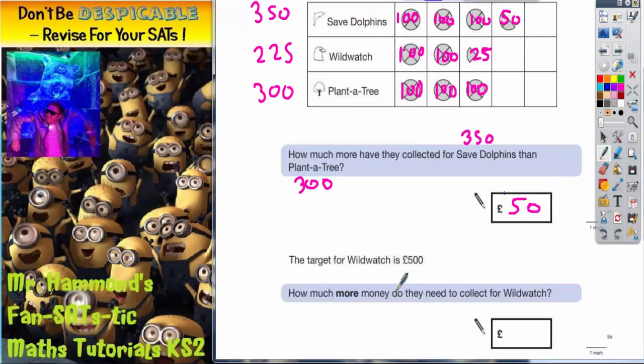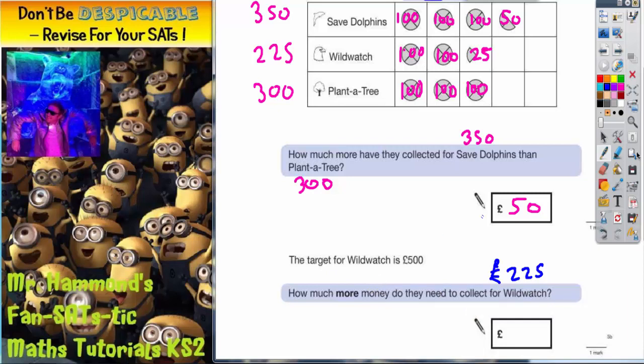The target for Wild Watch is £500. How much more money do they need to collect for Wild Watch? So Wild Watch, they already have this number here. They already have £225. The target's 500. So we need to see how much more they need to get.